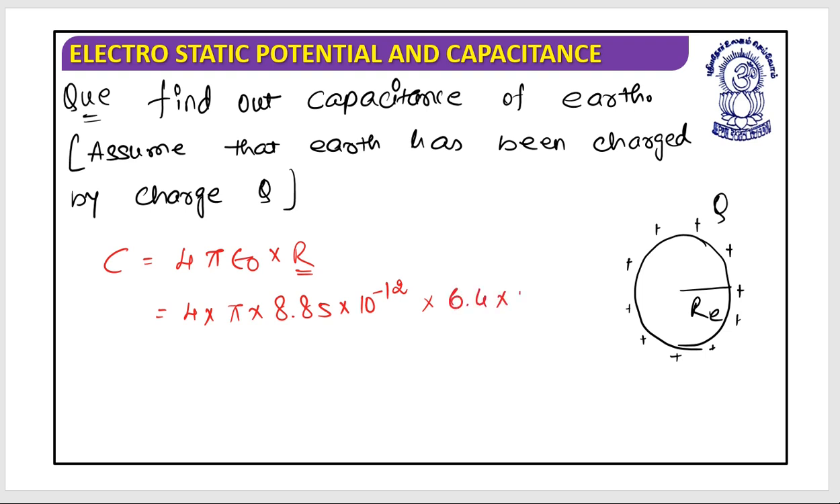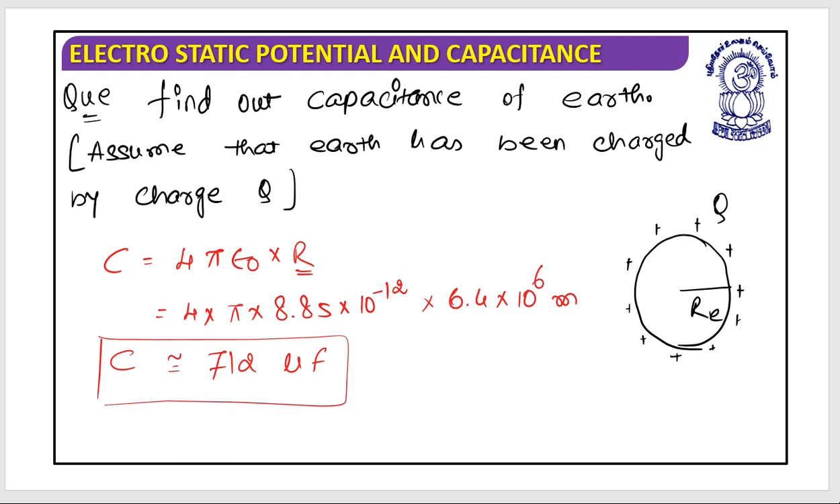It's 6.4 into 10 to the power 6 meters. If I solve and calculate this, it would be approximately 712 microfarad. This is to be remembered: this is the capacity of the Earth, if we provide the Earth with charges. This should be the capacity of the Earth as a spherical capacitor. Yes, remember this.